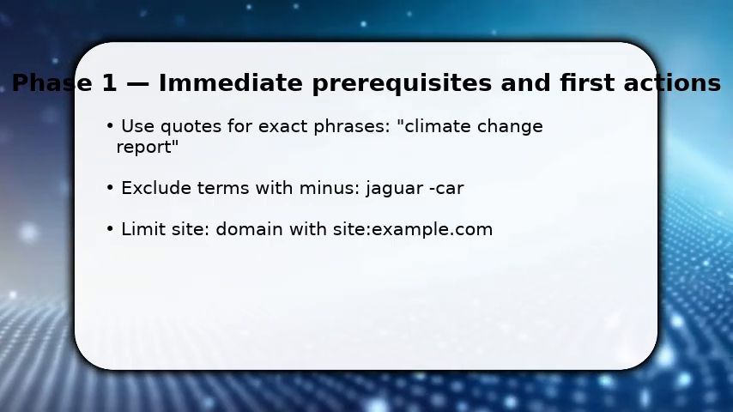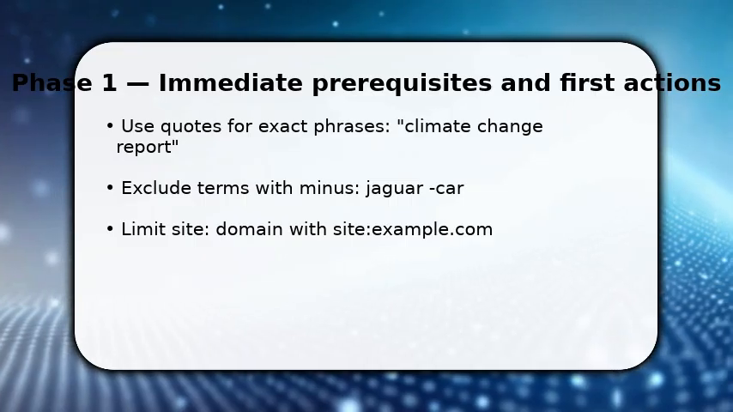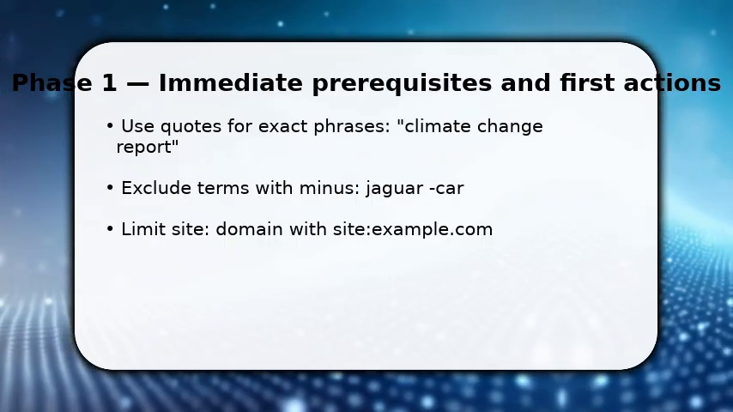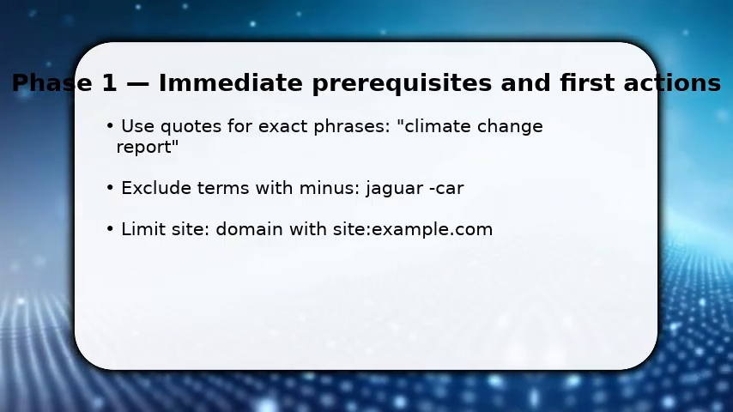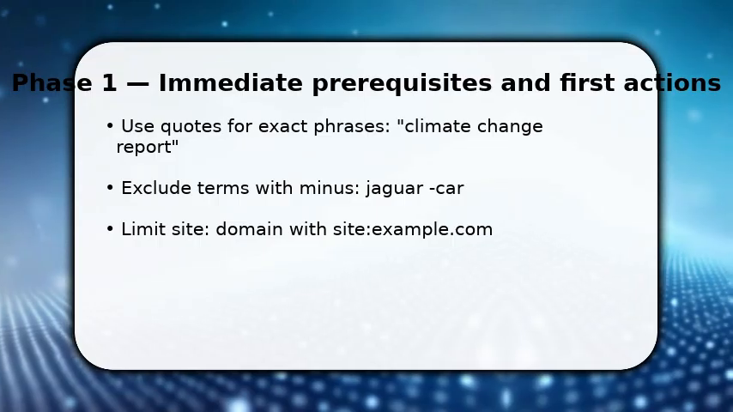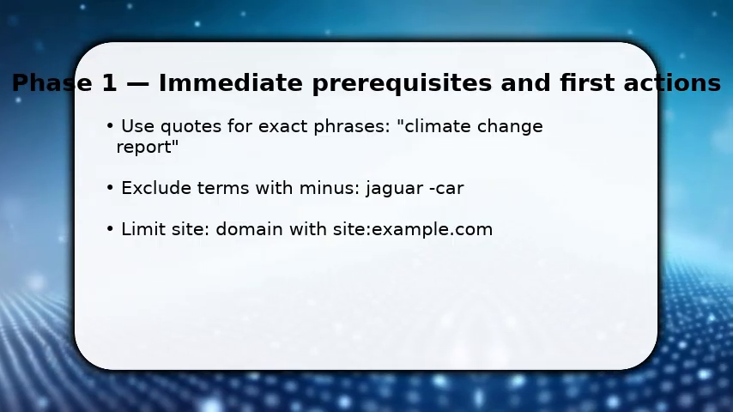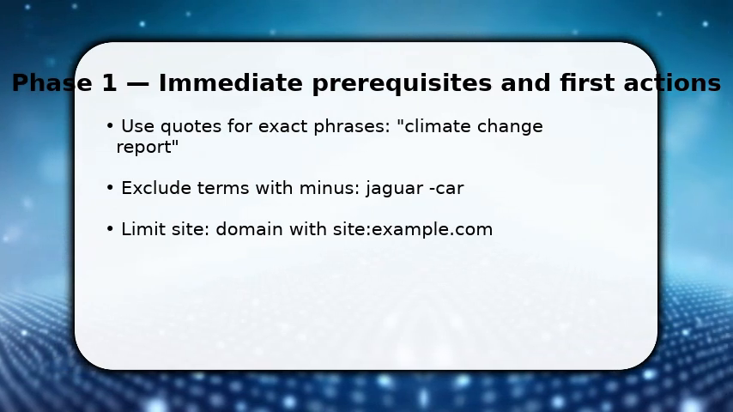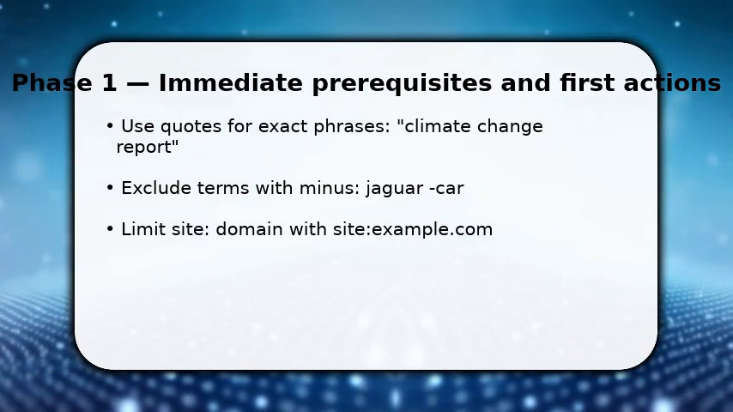Next, restrict results to a domain with site:example.com when you need content from one source. Once done, combine operators, quotes, minus, site, to narrow results quickly. This is faster than changing settings. It focuses the index-level search and reduces noise before you move on to filtering by time or file type.